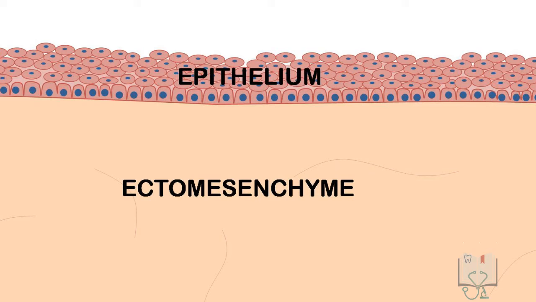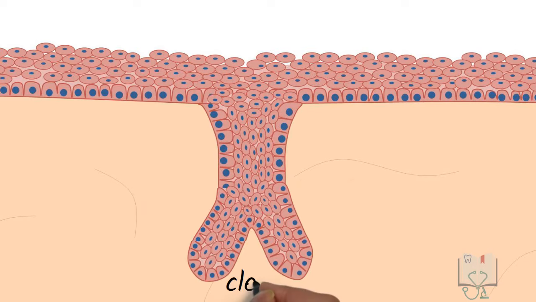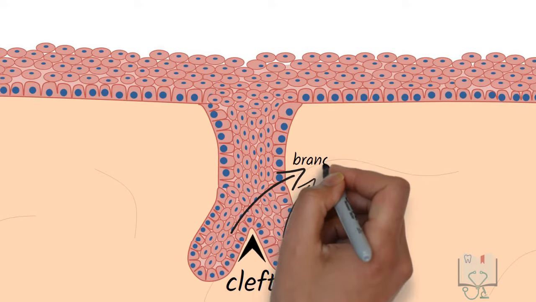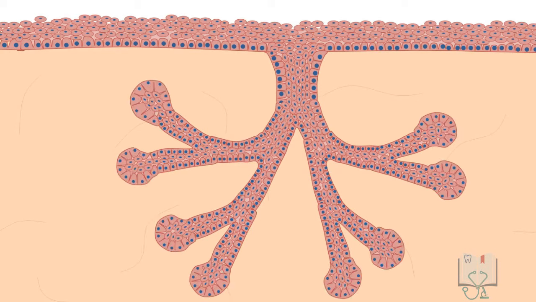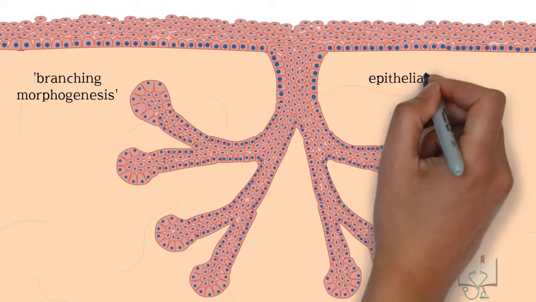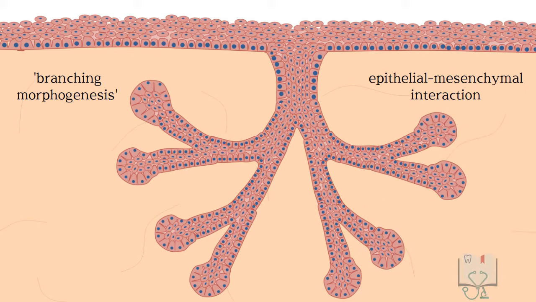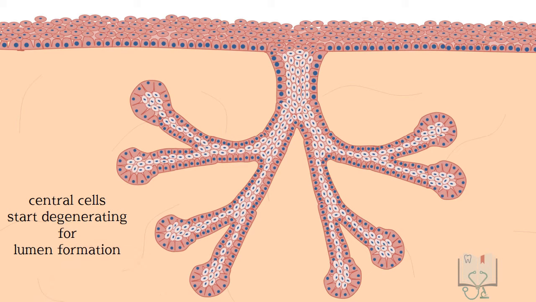During embryogenesis, the epithelial cells proliferate into the underlying ectomesenchyme. This epithelial bud grows with development of clefts which results in the formation of branches. This process of growth, clefting and branching continues and is called branching morphogenesis, which requires the epithelial mesenchymal interaction. The central cells of this solid epithelial structure then undergo degeneration for lumen formation.